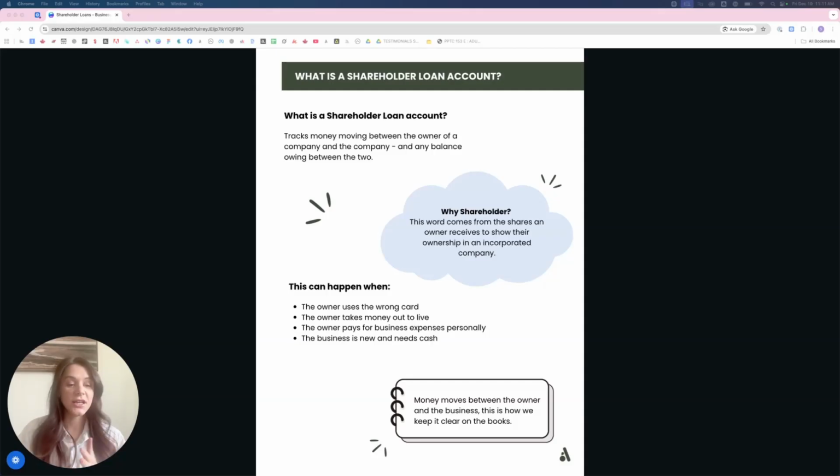It's just a balance sheet account that says, okay, the shareholder put money into the business, or okay, the shareholder took money out of the business. And honestly, this account exists because real business has a lot of moving pieces. People grab the wrong card, owners pull money out to live, they pay for business things personally, or the business is brand new and it doesn't have cash flow yet, so the owner covers expenses out of pocket. All of that is just money moving back and forth between the shareholder and the business. The shareholder loan account exists so we can track that without things getting weird on the books.